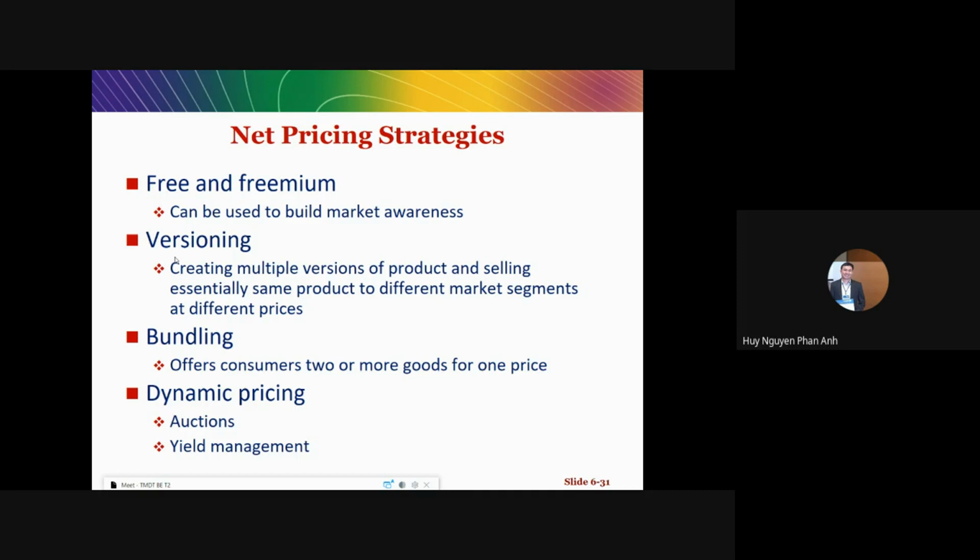And the next one is bundling. We offer the consumer 2 or more goods for one price. And we can use dynamic pricing. We use the auction here, right? So they can give you various pricing techniques.